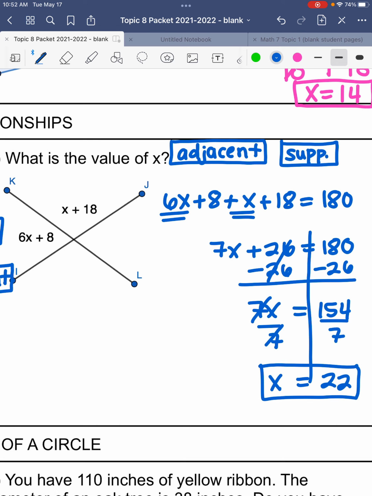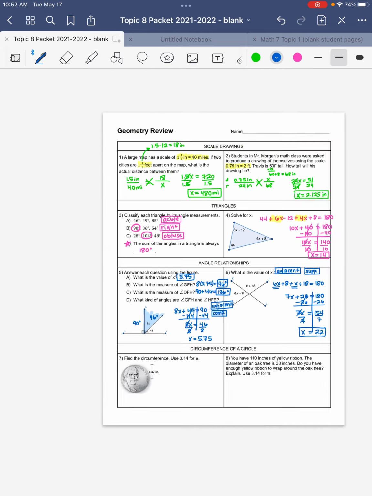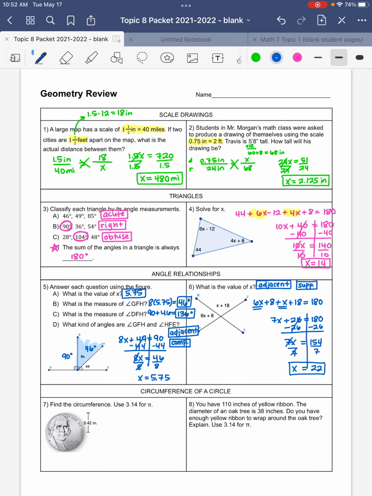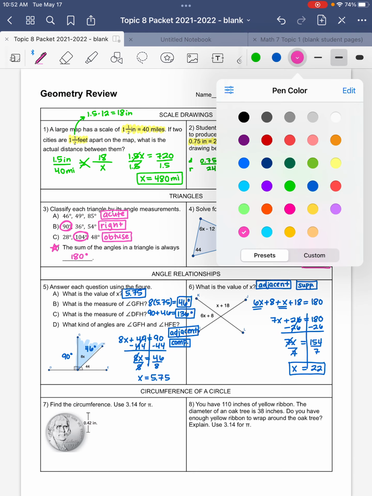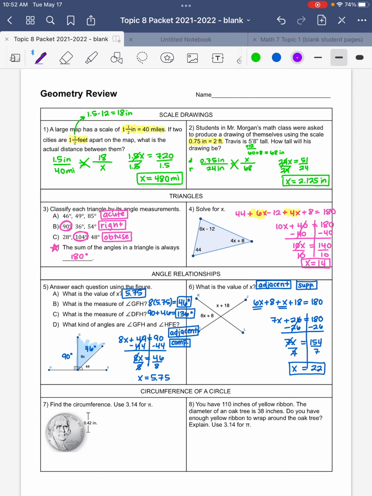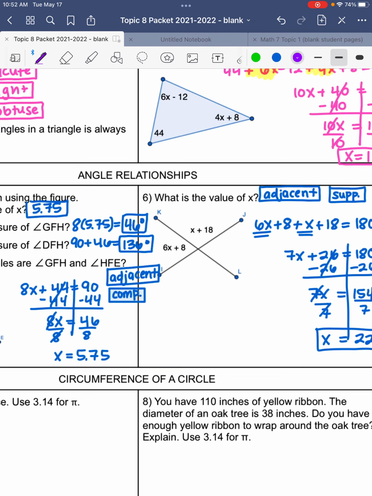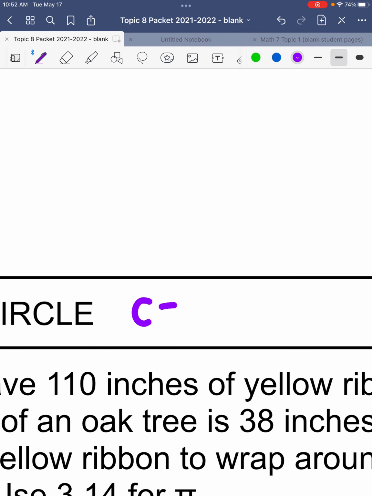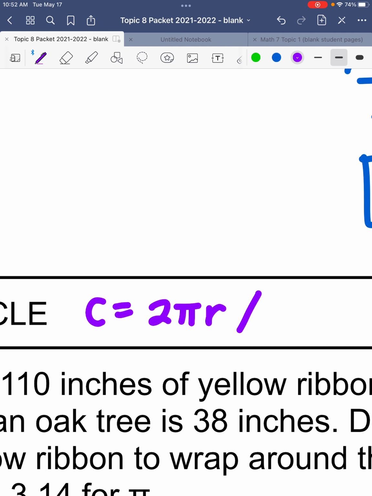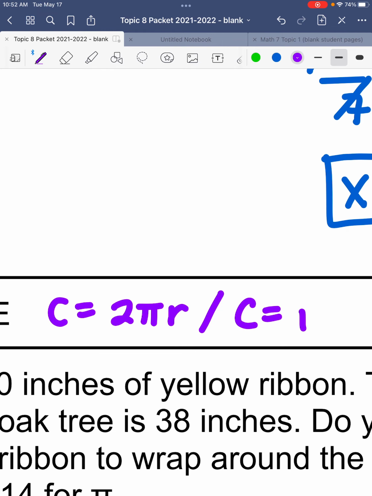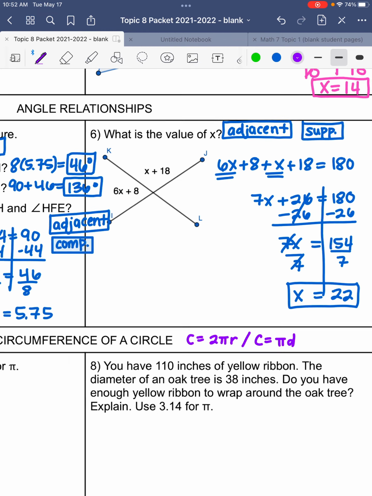Okay, let's move on to the fourth section of our test, circumference of a circle. So, circumference of a circle. There are two formulas for that. You could use c equals 2 times pi times the radius, or you could use c equals pi times the diameter. So it doesn't matter which one you use.